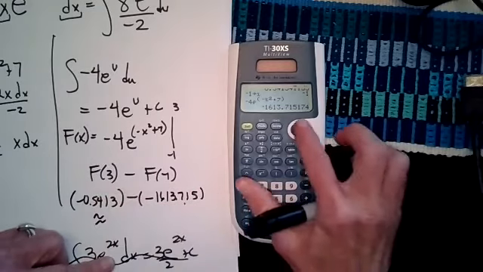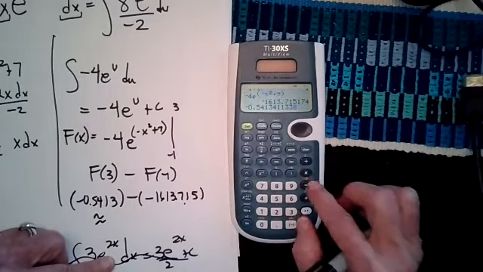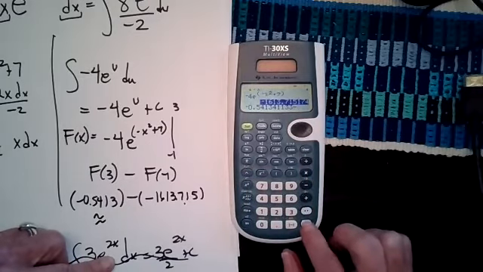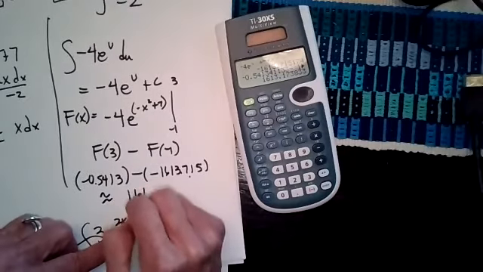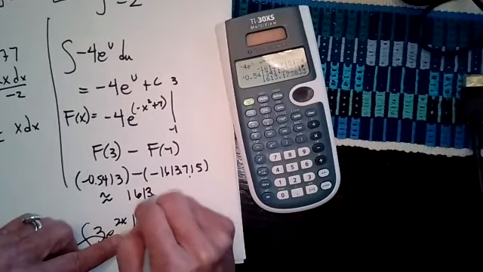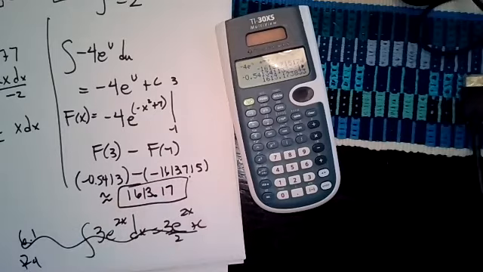So I'll let my calculator do the work. I'd highlight the negative 0.54 minus the negative 1613. And so I get 1613.17. Okay. So that's a lot of U substitution. There's a few U substitution. There's some others. All of 6.1 is the same thing.